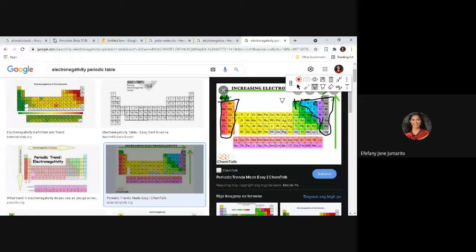It is covalent because hydrogen is a non-metal. It's the only non-metal that is located here in your metal group. Now we have this one, they are non-metals here.